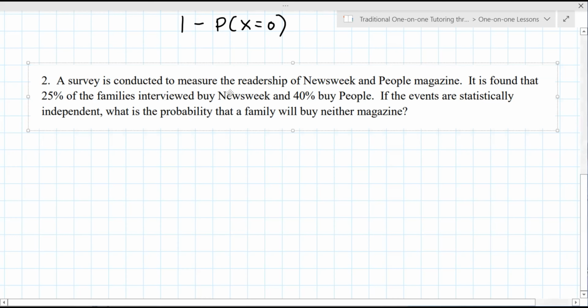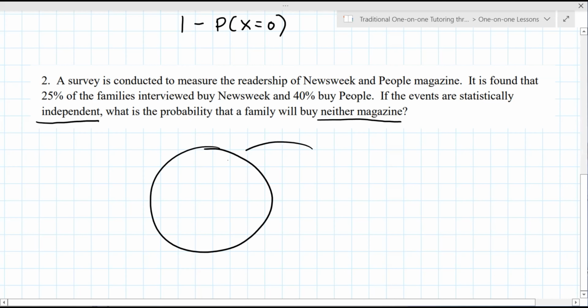It is found that 25% of the families interviewed buy Newsweek and 40% buy People. If the events are statistically independent, what is the probability that a family will buy neither magazine? Usually they ask what's the probability that they'll buy both, but of course your instructor asks the odd question. But this is another Venn diagram problem. In some ways. You do need the probability of both, or the probability of A and B.